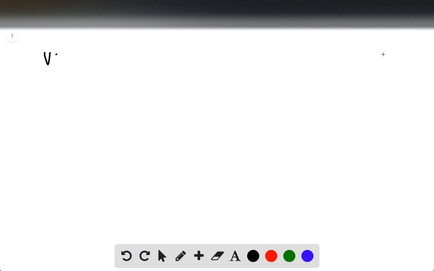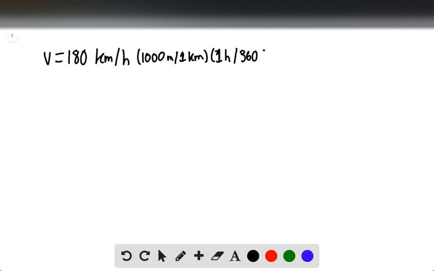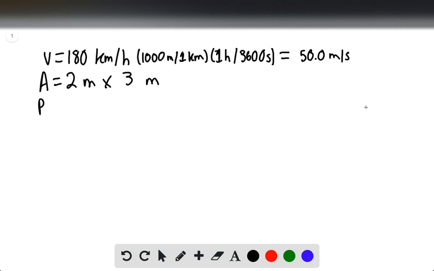So here we have a velocity of the hurricane, 180 kilometers per hour, and we can immediately convert, and we can say 1,000 meters for every 1 kilometer, and then we can say 1 hour for every 3,600 seconds. And this is going to give us 50.0 meters per second. And then for the area of the window, we have 2 meters by 3 meters. And pressure inside of the window essentially will be 1 atmosphere.